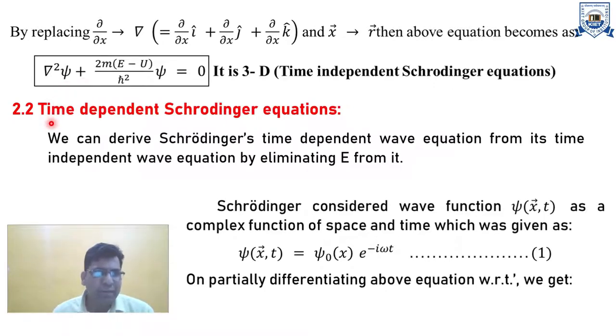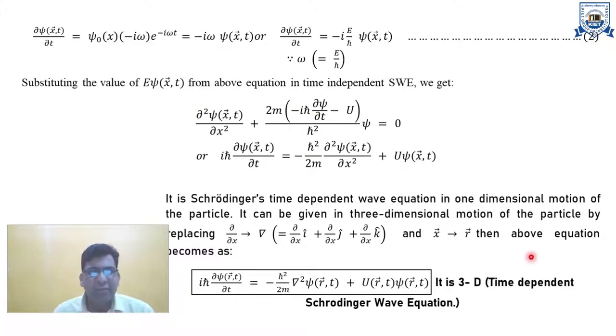Now another part, part 2, the time dependent Schrodinger equation. If the particle is moving with respect to time t, and is free to move anywhere in the box, as we will discuss later, we can derive the time dependent Schrodinger wave equation from the independent wave equation by eliminating E. Consider a complex wave function psi equals psi naught e to the power minus i omega t. First we differentiate equation number one with respect to t, again with respect to t, and we put the value of del psi upon del t, because these parameters are eliminated by psi.